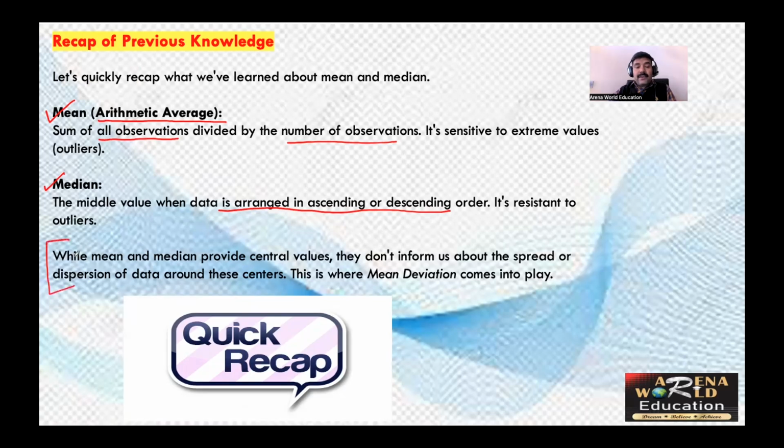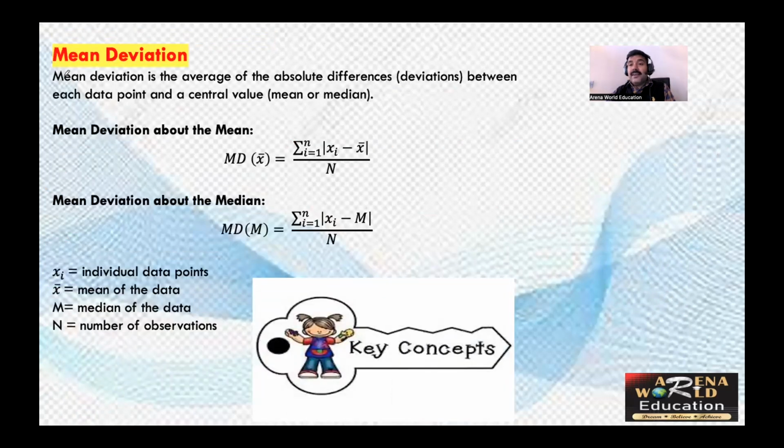Now look at this one. While mean and median provide central values, they don't inform us about the spread or dispersion of data around these centers. So this is where mean deviation comes into play. Let us discuss mean deviation. Mean deviation is the average of absolute differences between each data point and a central value. The central value can be mean or median, right?